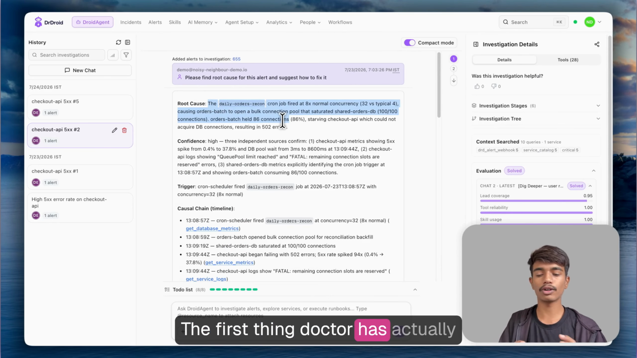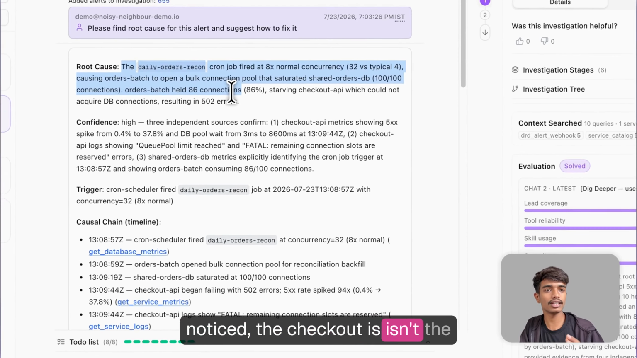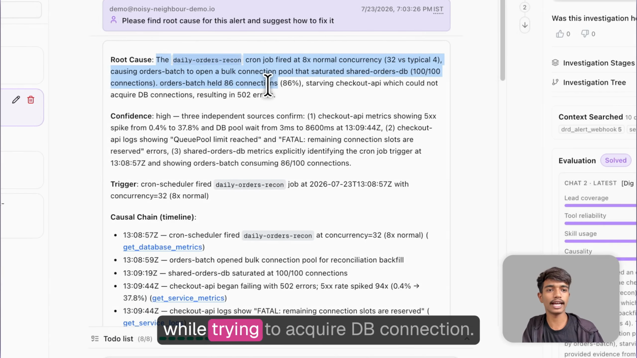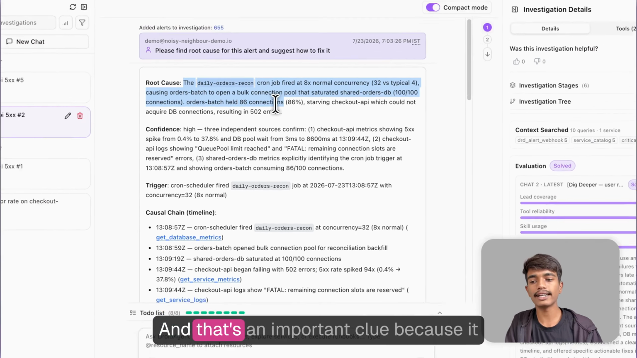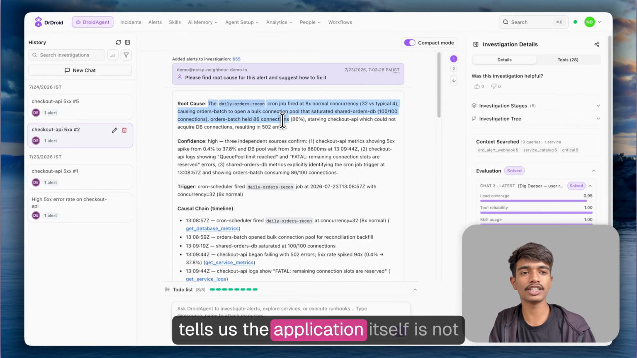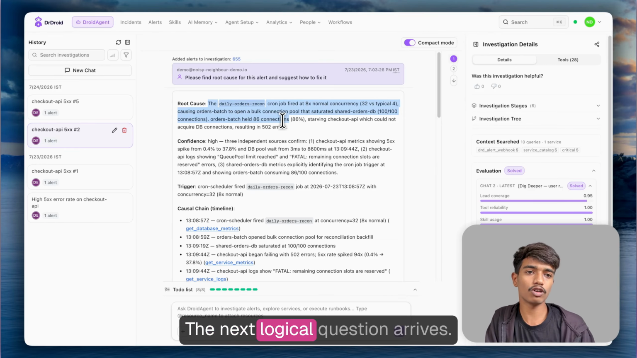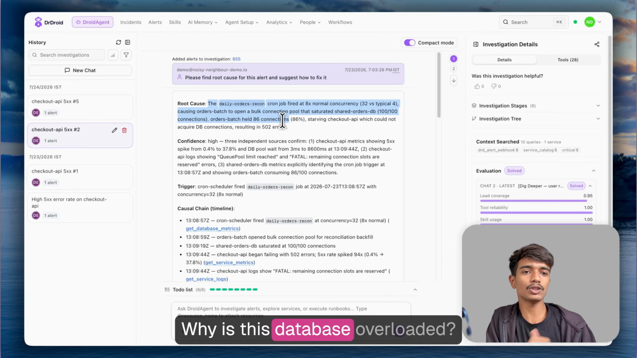The first thing DrDroid notices is that checkout isn't actually what is crashing. Instead, it is repeatedly timing out while trying to acquire a DB connection. And that's an important clue, because it tells us the application itself is not failing, it is waiting on an external dependency, right? The next logical question arises: why is the database overloaded?